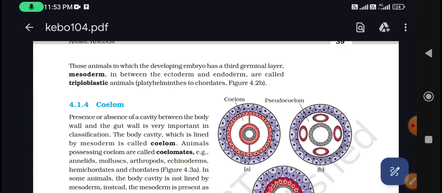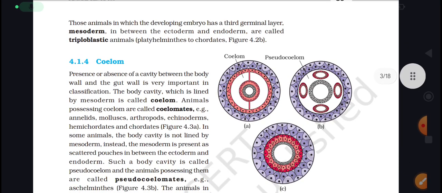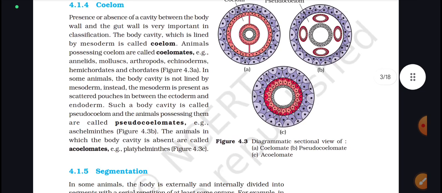In some animals, the body cavity is not lined by mesoderm. Instead, the mesoderm is present as scattered pouches in between the ectoderm and endoderm. Such a body cavity is called pseudocoelom, and the animals possessing them are called pseudocoelomates. Example: aschelminths. The animals in which the body cavity is absent are called acoelomates.